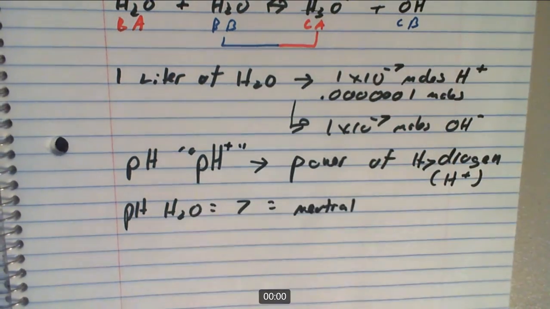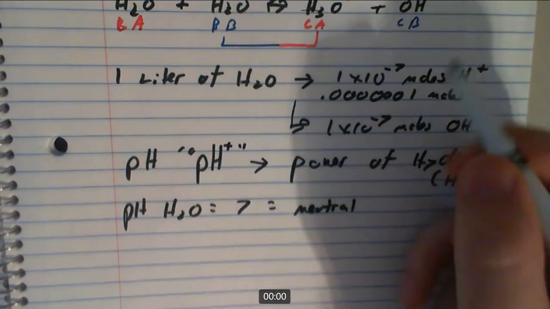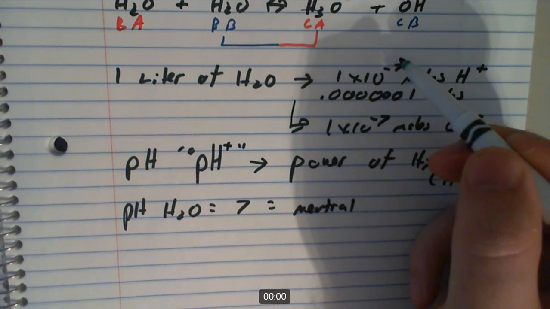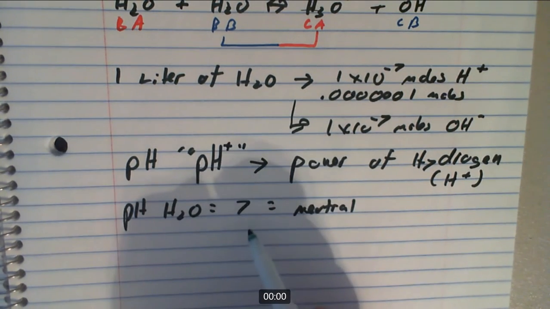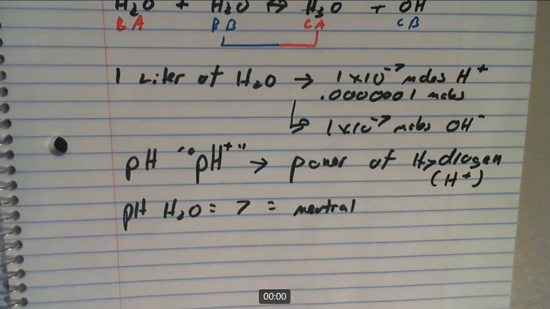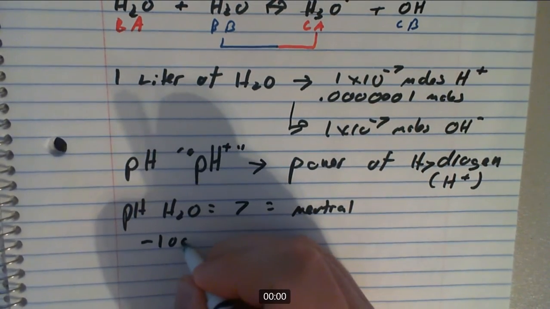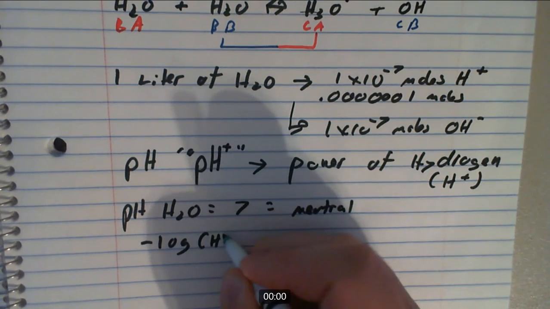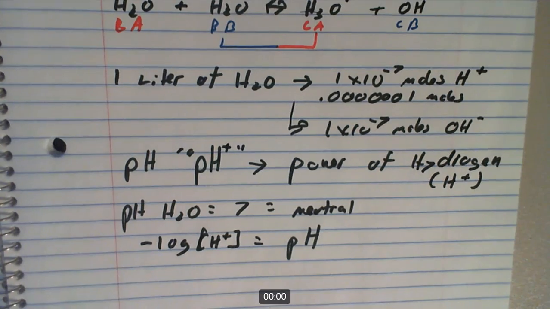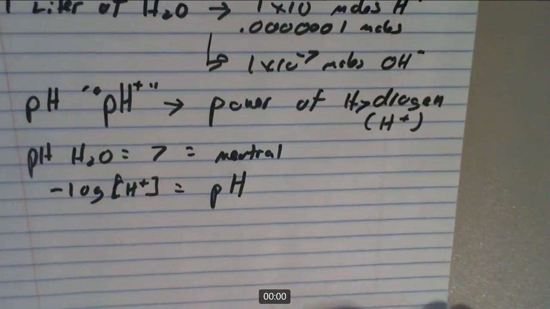So what happened to the negative? Well, we just ignore the negative. So what you end up doing is you take the power, which is to the 7th power, you change the sign, and it becomes a pH of 7. So that's what neutral is. The equation behind this is the negative log of the hydrogen ion concentration is the pH. Just like that. So the negative log of the hydrogen ion concentration is the pH.